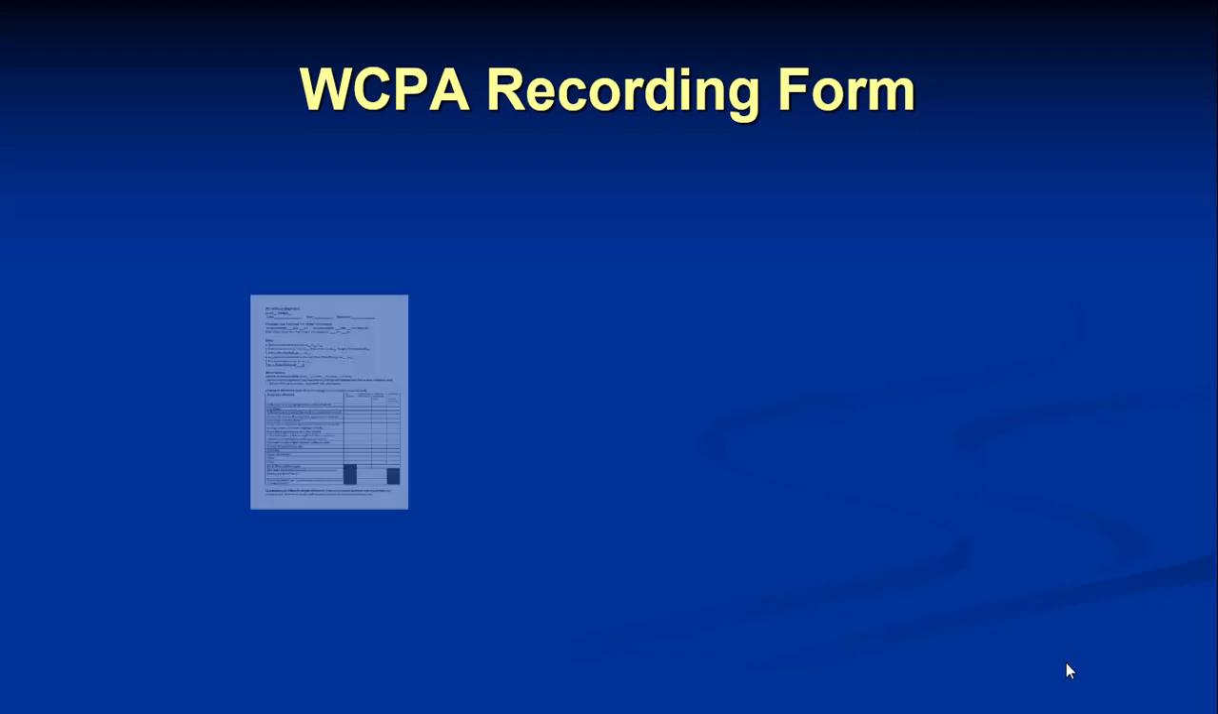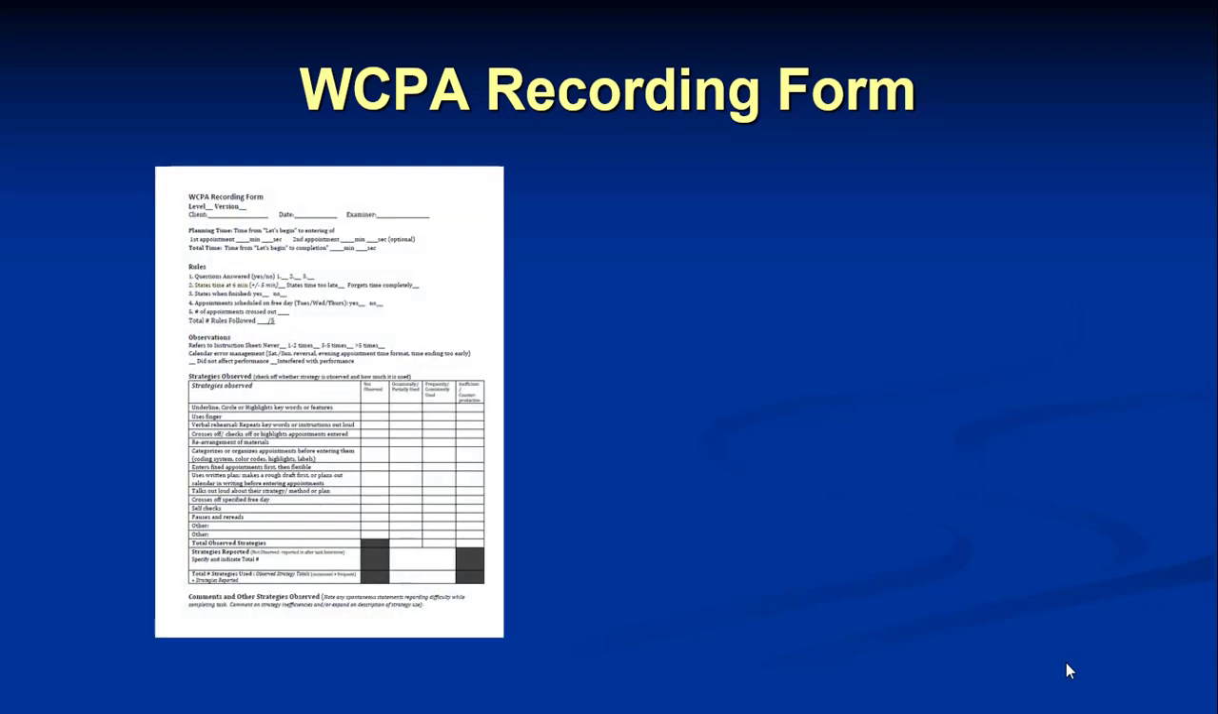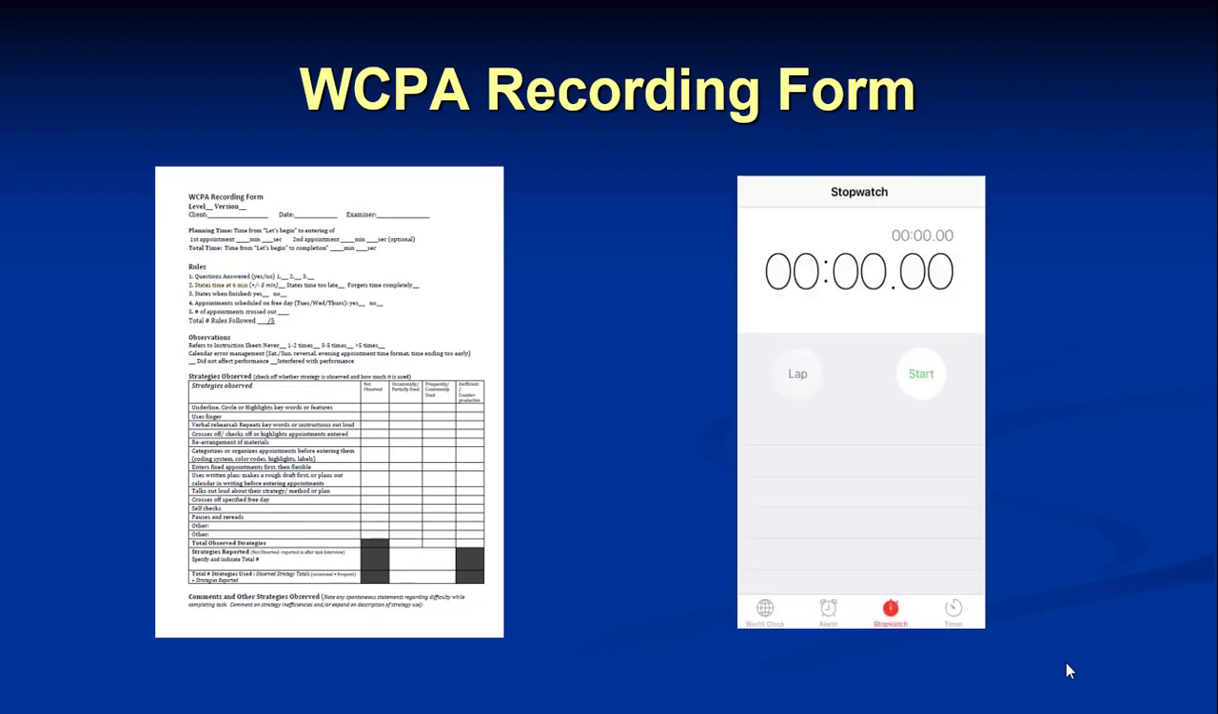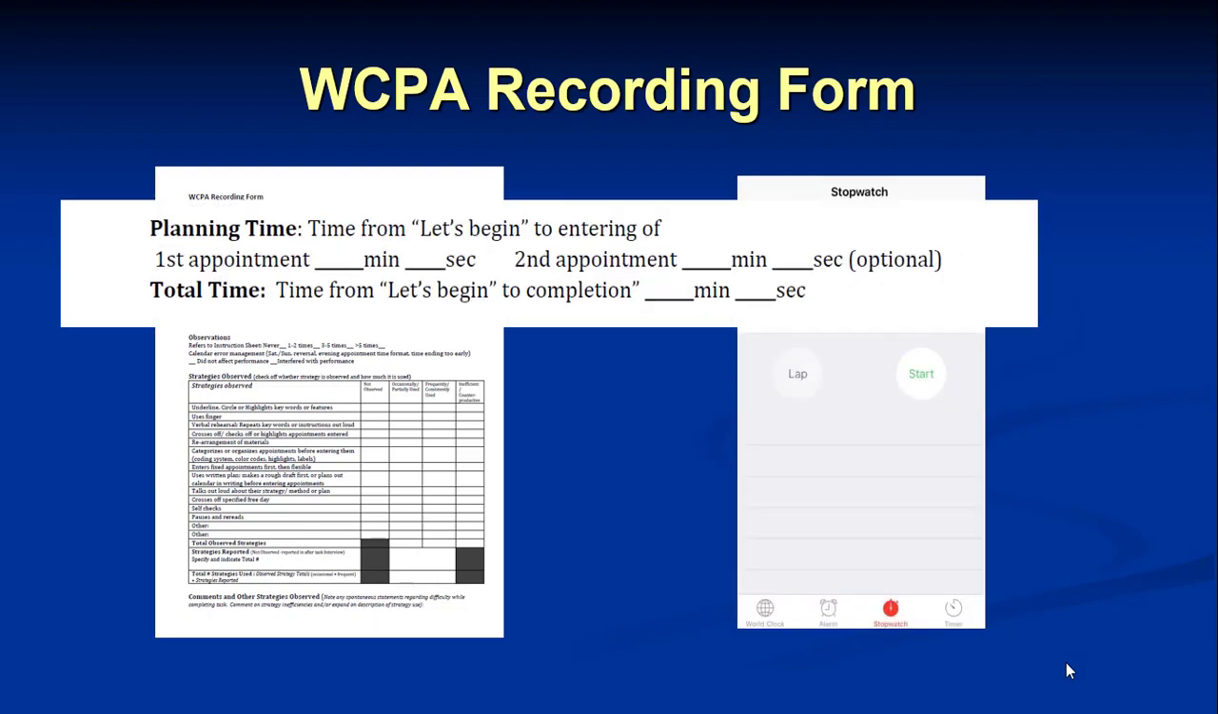When all of the instructions and rules are clear to the participant, the activity can be started. Begin timing after you say, "Let's begin." The time should be noted on the recording form at 2 points. First, record planning time, which is the time when the client enters the first appointment on the weekly calendar. Then, record the total time, which is the time when the client states that he or she finished or puts down the pen. Optionally, the examiner can record the time when the client enters the second appointment. For explanation of this method, refer to page 12 of the manual.